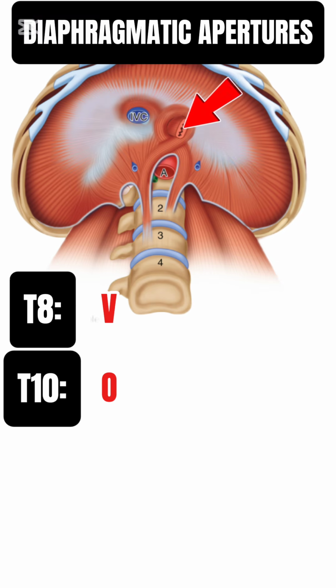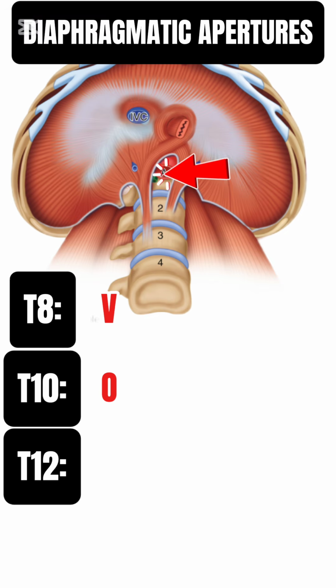Next is the aperture for the aorta, which opens at T12 level and allows the aorta to traverse between the abdomen and the thorax. We will designate this opening as A to represent the aorta.